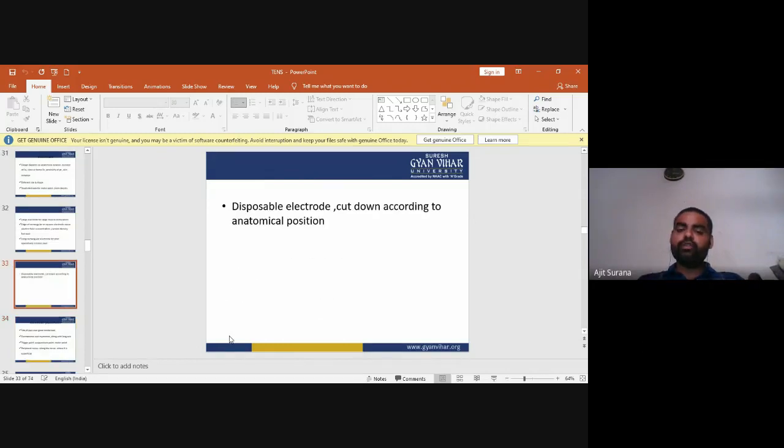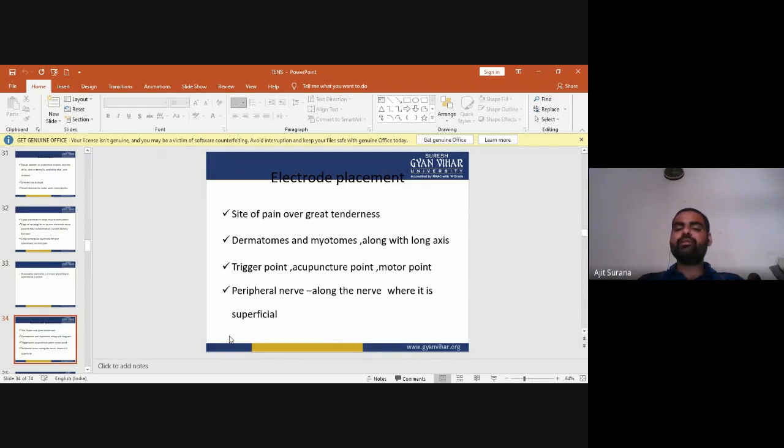Now the disposable electrodes, cut down according to the anatomical position. Another type of electrodes used are the disposable electrodes. They are cut down according to the anatomical position of the patient or of the surface that we treat. So disposable electrodes may also be used. Now the placement of the electrodes.